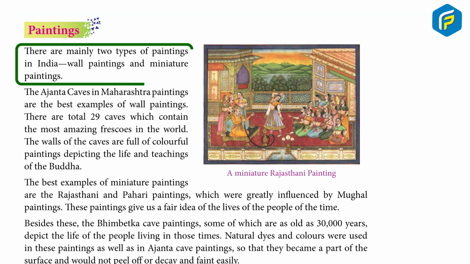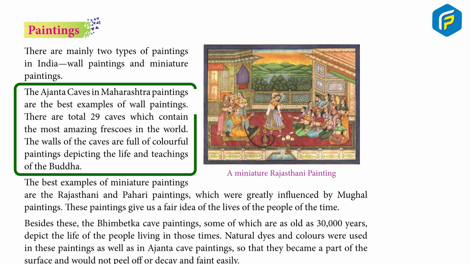Painting. There are mainly 2 types of paintings in India: wall paintings and miniature paintings. The Ajanta caves in Maharashtra are the best example of wall paintings. There are 29 caves which contain the most amazing frescoes in the world. The walls of the caves are full of colorful paintings depicting the life and teachings of the Buddha.